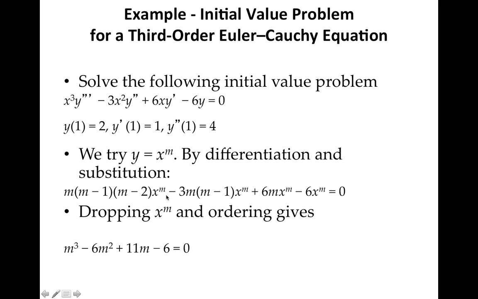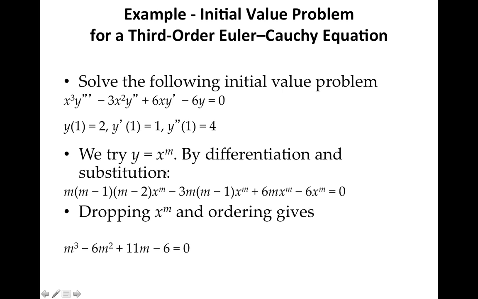If we have differentiated x to the m 3 times, we would get an x to the m minus 3. But in this first term, there's an x cubed. So when that x cubed and that x to the m minus 3 multiply each other, we get x to the m. And then the same happens with the second term. We've taken this equation, we've taken its derivative twice, we've substituted it right here for y double prime, we get this term, and so on.